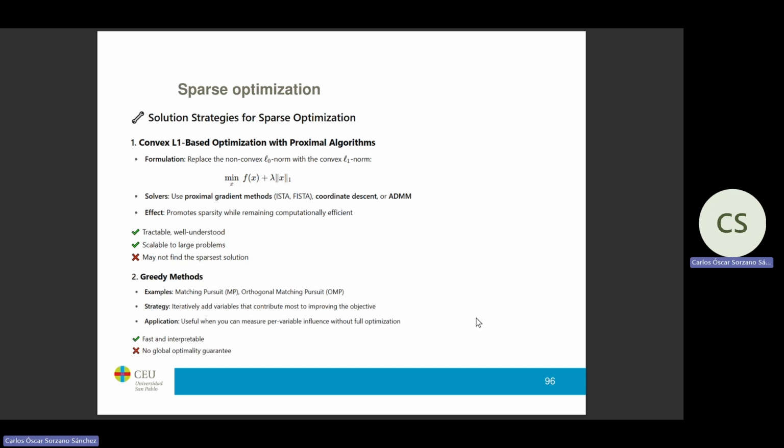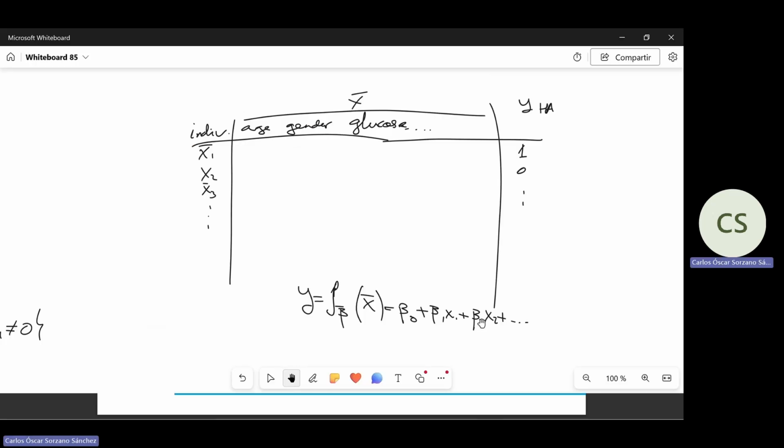The problem is that you may not find the sparsest solution, but probably it is sparse enough for your purposes. The other approach is greedy methods. Let's say that you allow me to choose only two variables. I will solve it with one: if I have to choose one variable only, which gives better predictions, let's say it is glucose. Then, because you allowed me two, I will look for a second one. I have chosen glucose, and now I look for something else.